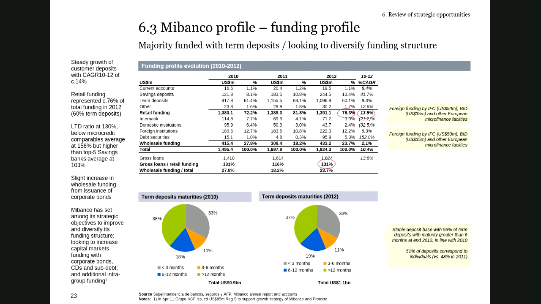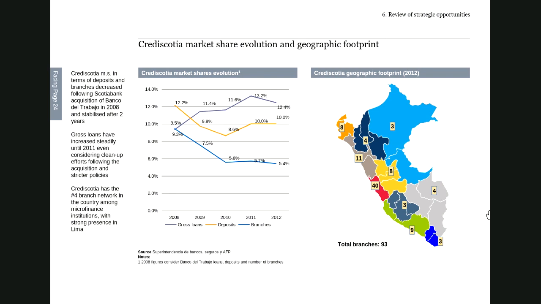And also an analysis of their funding profile. So how is their deposit base split: current accounts, savings accounts, term deposits, and how are they funded if it's not fully by deposits: interbank, debt, securities, issuances, etc. Okay, and maturities for each type. Okay, that for Mi Banco.